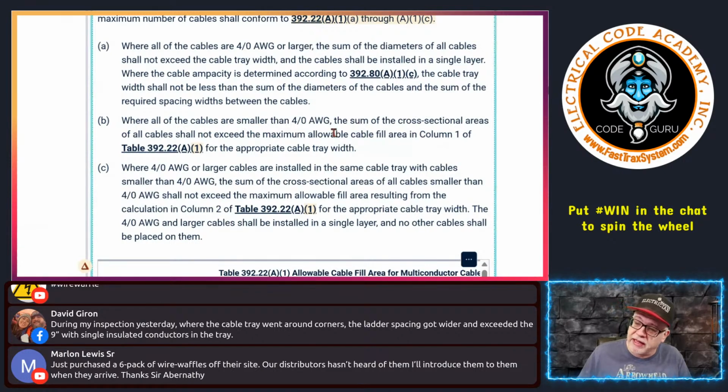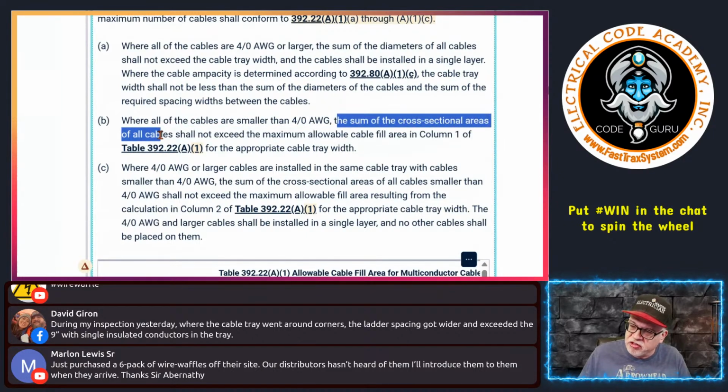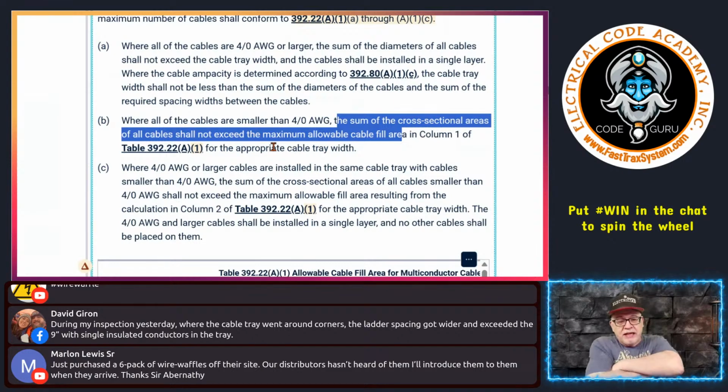Anyway, so it says where the cables are smaller than 4/0, the sum of the cross-sectional area of the cable shall not exceed the maximum allowable cable fill in column 1 of table 392.22(A)(1) for the appropriate cable tray width. So on an exam, they're going to have to give you the cross-sectional area here.